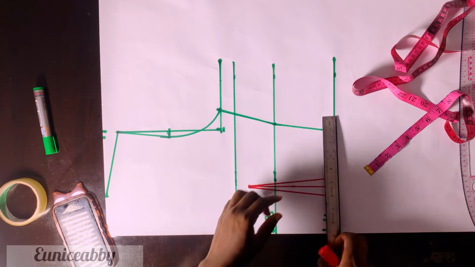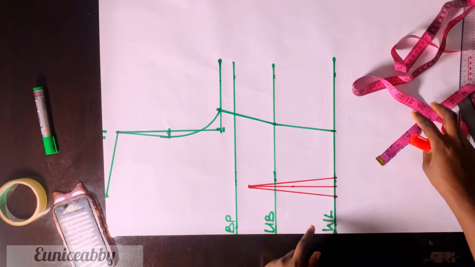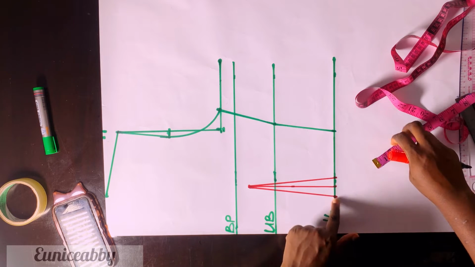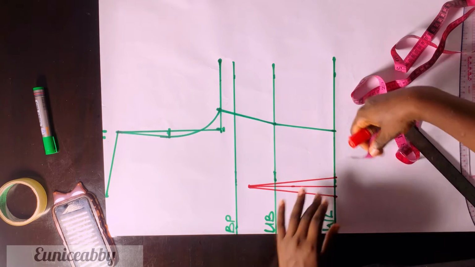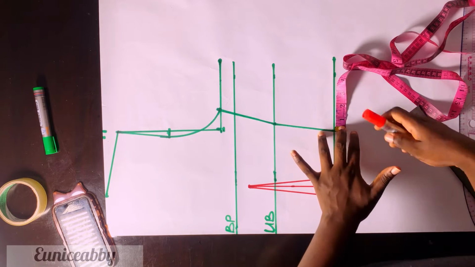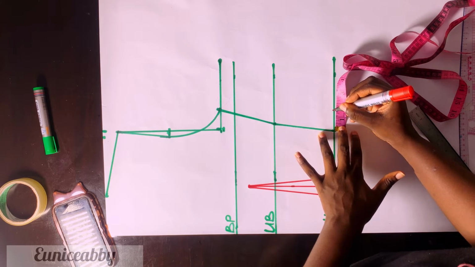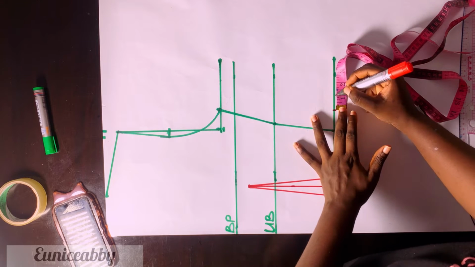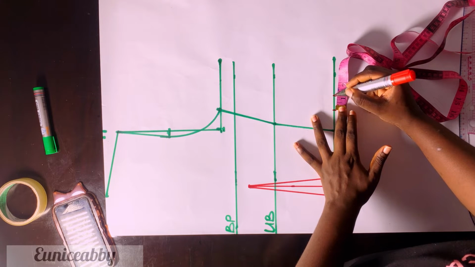Okay, now it's time to add our dart allowance and our seam allowance. I'm going to measure what I have on my dart line, which is 1.5 inch. I'm going to put that at the side, which is going to cover up for the dart intake. Then I'm going to add 1 inch seam allowance. That's what I will be working with.